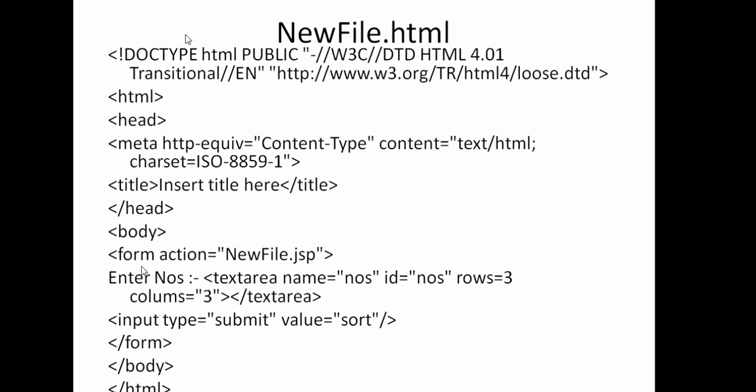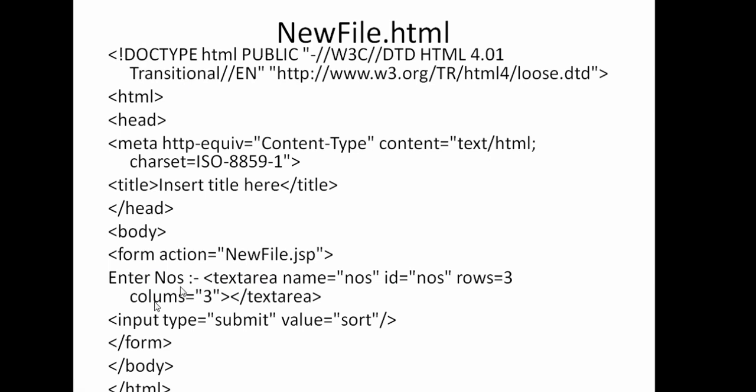Then in the body section, I have declared a form, and in that form, "Enter number" is a label, followed by a text area which has the name NOS, and the ID is NOS. 3 rows and 3 columns are there. At the end of the text area, I have taken an input type submit button which has the value Sort, so the label Sort will get displayed on that button. So this is my HTML file.